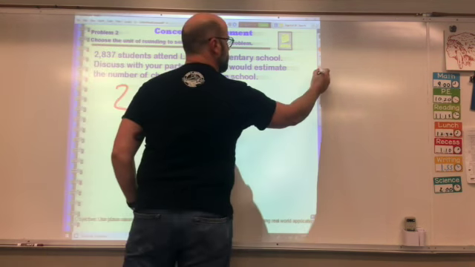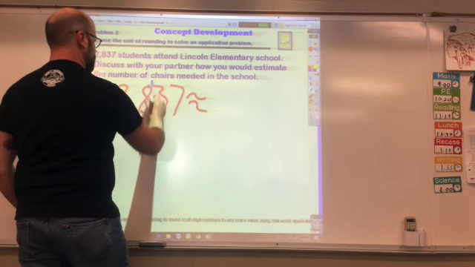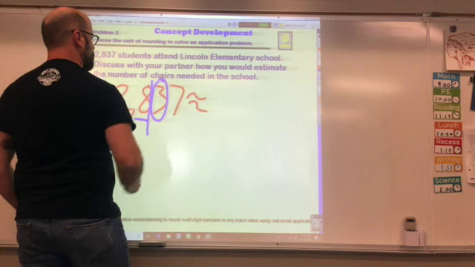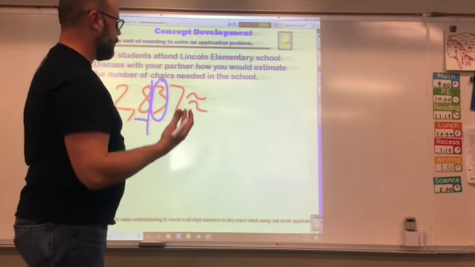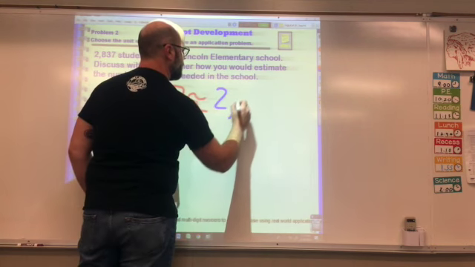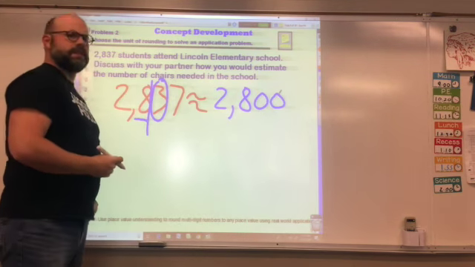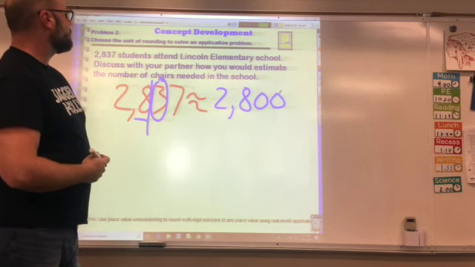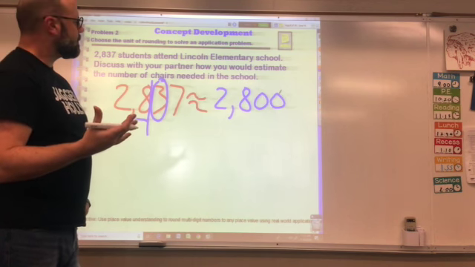What's in our 100 spot? The 8. Next to that is a 3. So I would round that. That's 4 or less. So I would let that 8 rest. That would make it about 2,800. What do you guys think? Do you think that makes enough chairs? Is that a good enough estimate?